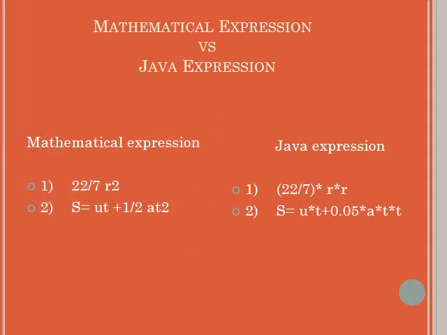Mathematical expressions versus Java expressions. Mathematical expression, for example, 22/7 r squared. This mathematical expression is written as a Java expression in this form: 22/7 * r * r. One more example: S = ut + 1/2 at squared. This is a mathematical expression, and when we want to write it on a computer in Java, we must write S = u * t + half * a * t * t.